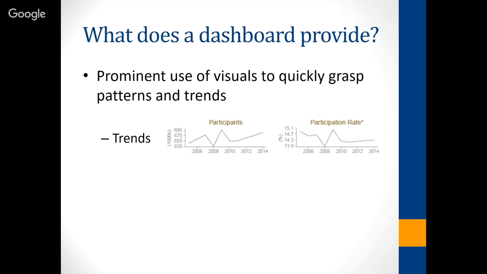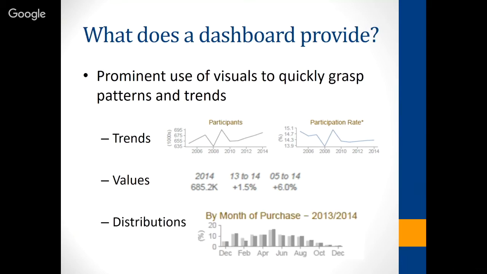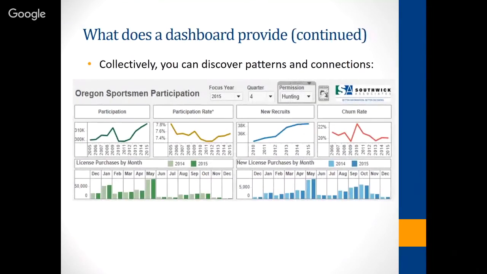You may have dials that show trends, such as number of licensed buyers over time, over the years. Quick, simple values, the actual number of buyers or their percentage change in license sales from year to year or over time. And you can have other types of dials on there also. So when you collectively pull all these dials together, showing the key information you want to track, you have a dashboard. And this is the first dashboard that was developed for the state of Oregon.